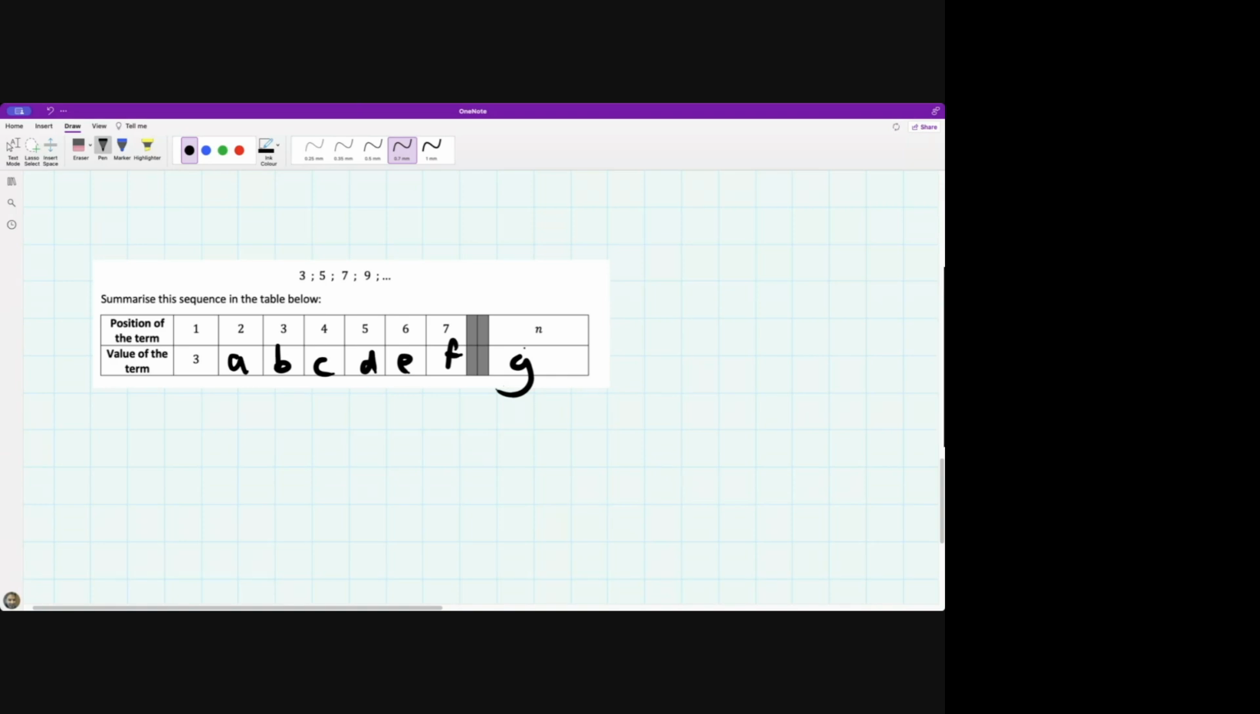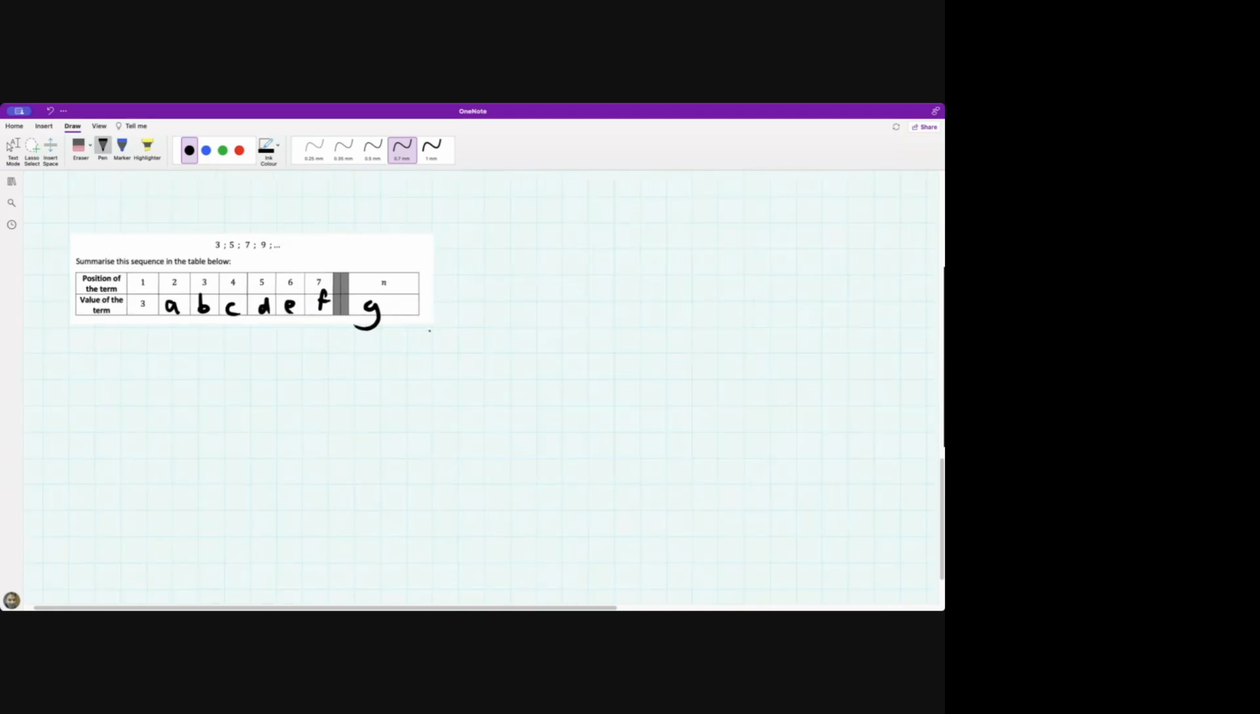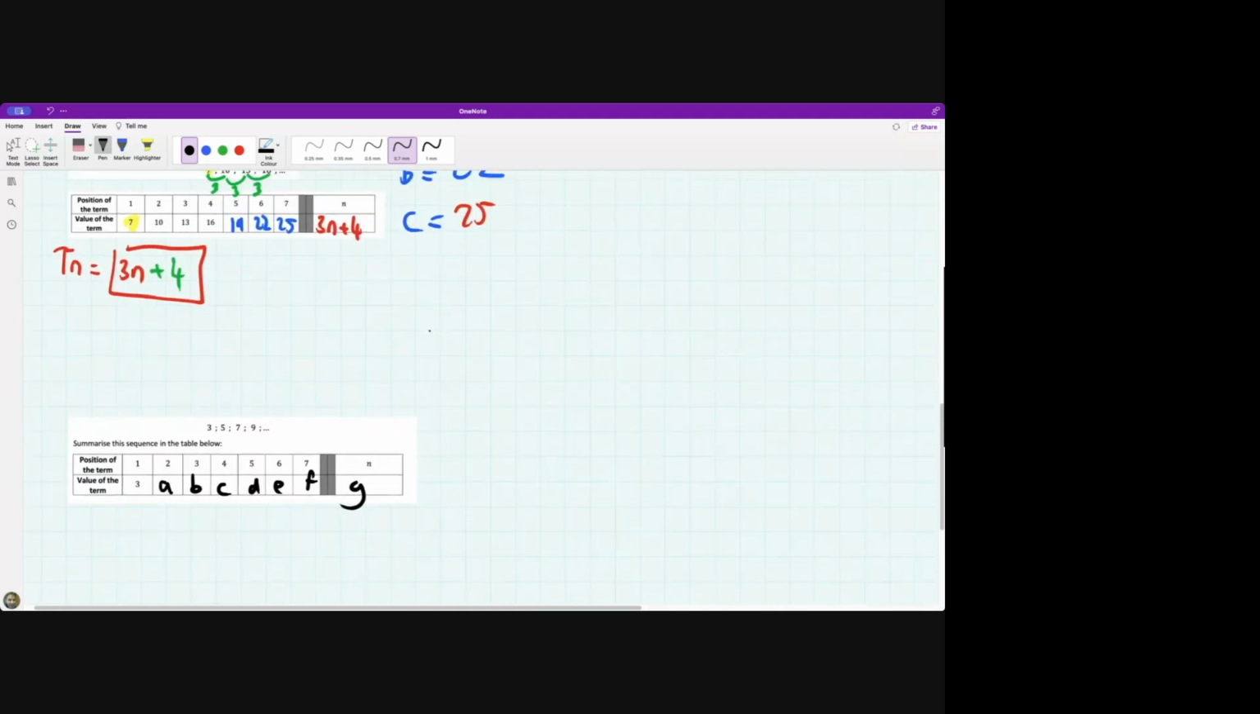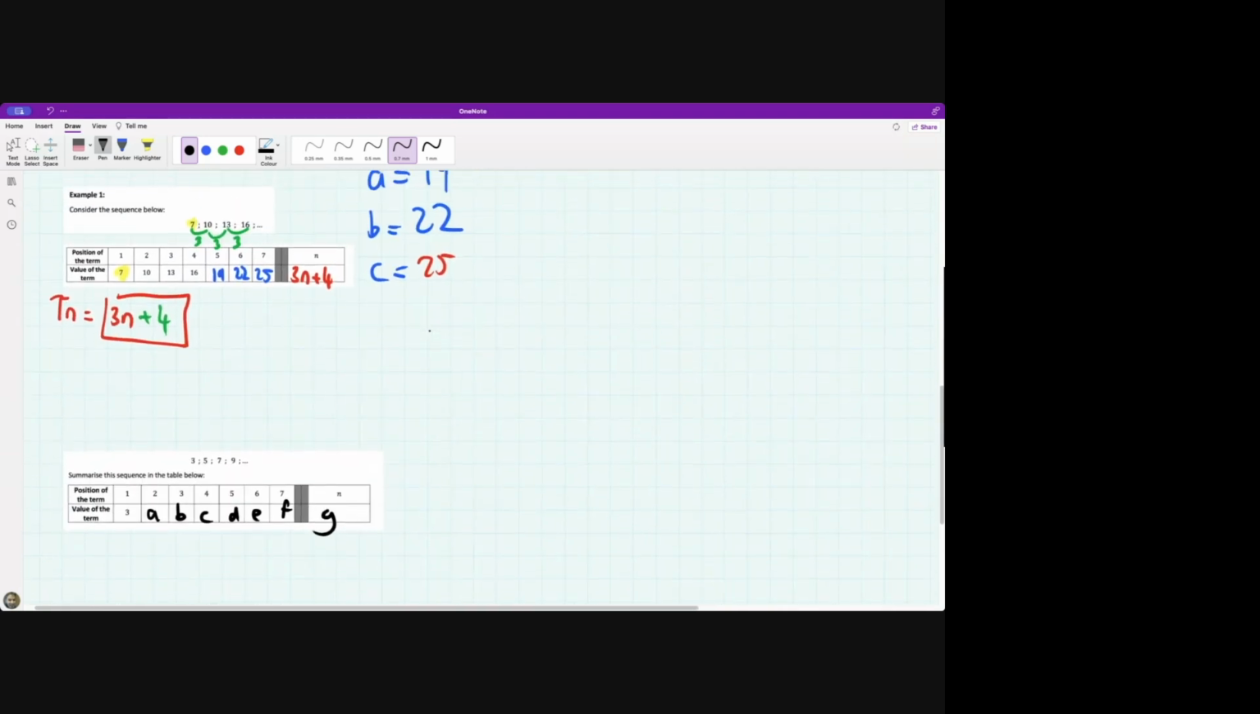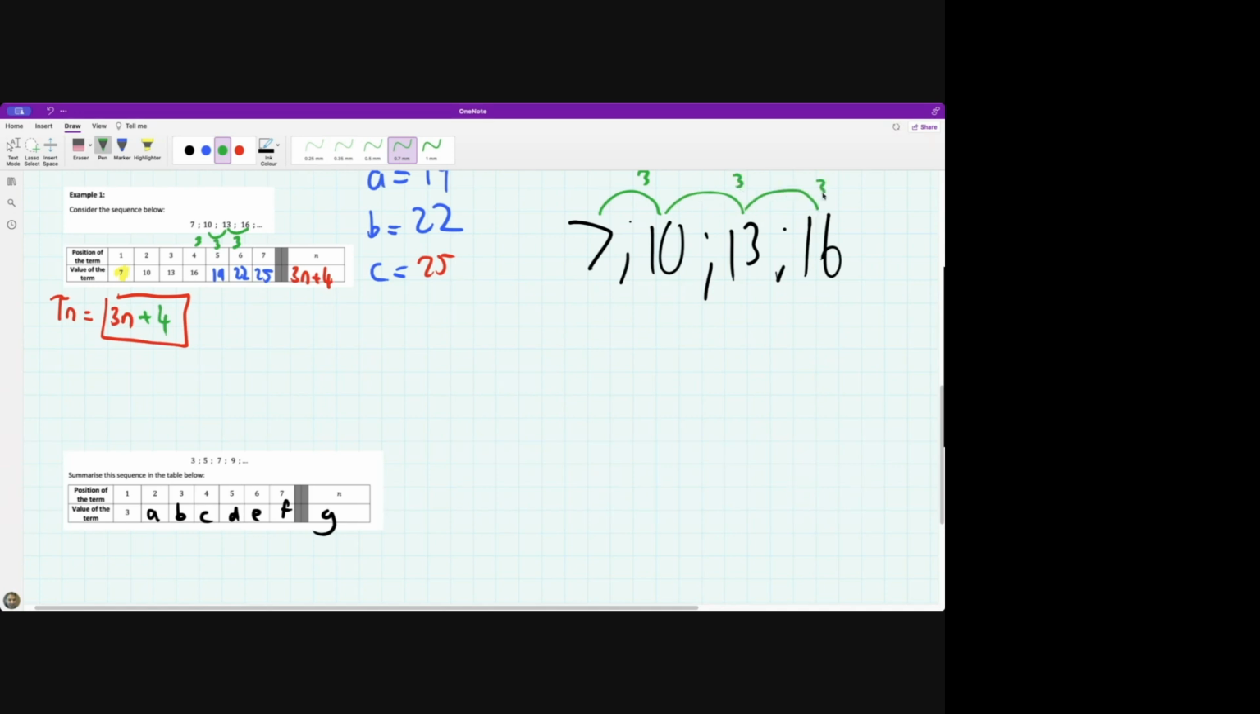Oh, Pila, let me go back to the last one while other students do this one. Where did the plus 4 come from? Okay, so if you look at the very first term, you will notice that we're going up in threes here. Wait, let me just draw it like this. That's 3. And that's going up in threes.